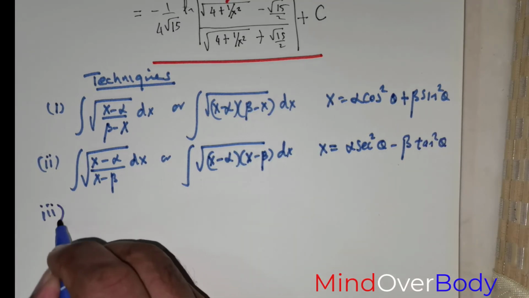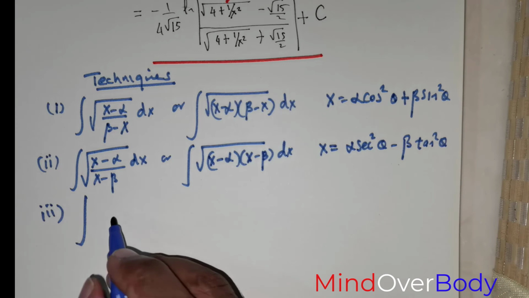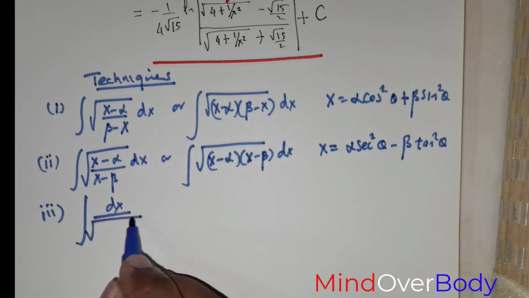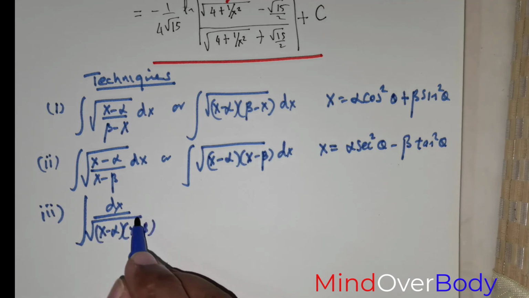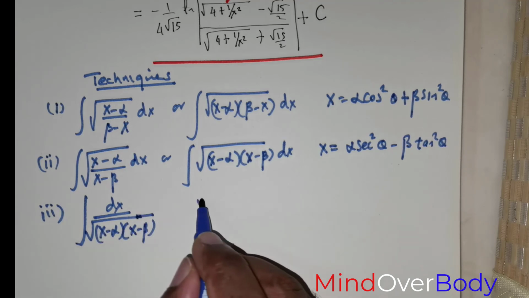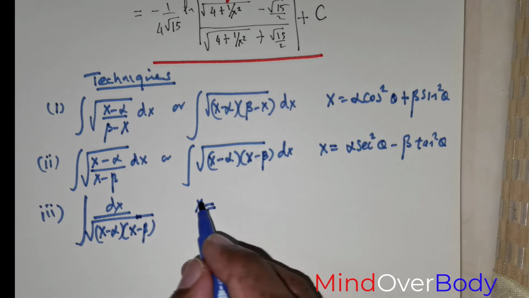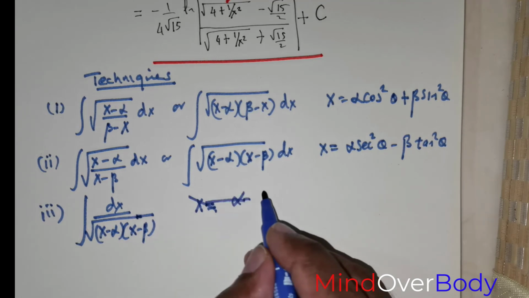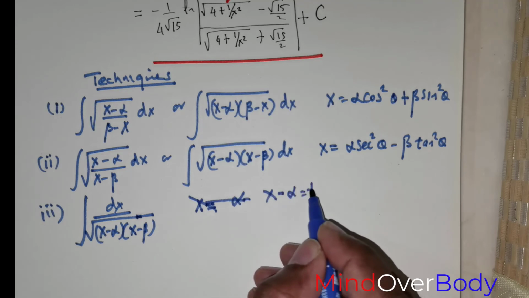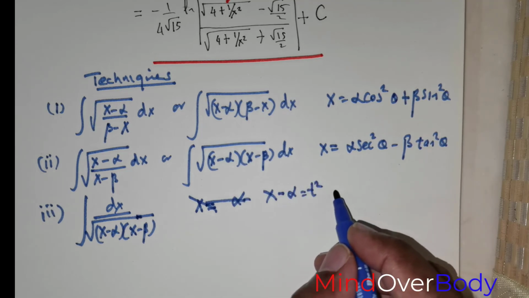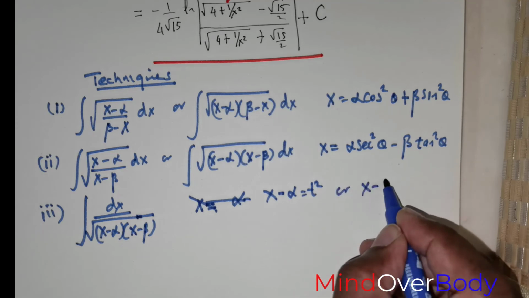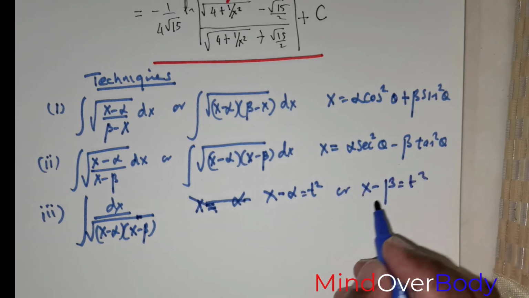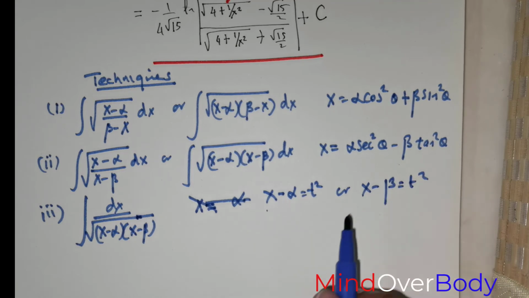Now finally, if you were to be given integral dx over root of (x minus alpha) times (x minus beta), then you will have to make the following substitution. That would be x minus alpha is equal to t squared, or you can make x minus beta is equal to t squared. Either you can use this or this. So the best way, as I always mention to you all, is to do more problems.